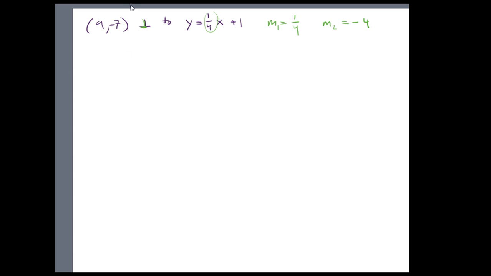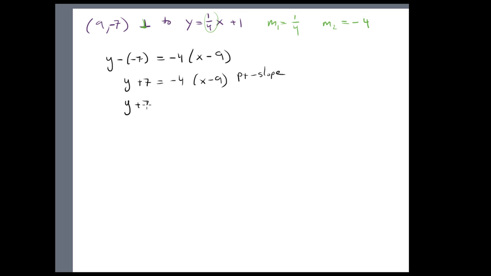So we take y minus y1, that's negative 7, is equal to our new slope, negative 4, times x minus x1, or 9. Make that look like a 7. So y plus 7 is equal to negative 4 times x minus 9, and that's our point slope. And we can keep going and get y plus 7 is equal to negative 4x plus 36, or y is equal to negative 4x plus 29, and that's slope intercept.